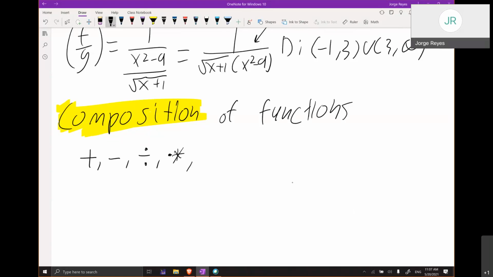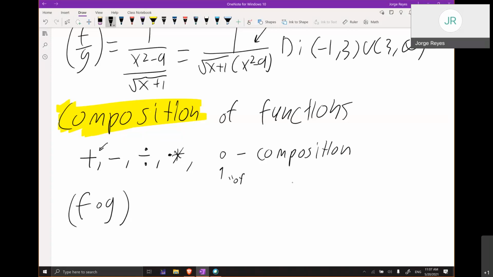This circle means composition, or to compose. So f compose g. We don't actually say the word compose, we say of. Like we don't say add, we say plus. So instead of composition, we say of. So f of g is equal to f, but we're going to stick g inside of f. So the right will go inside the left.